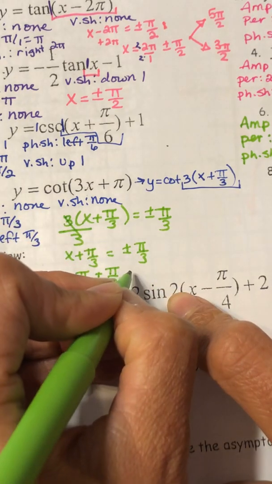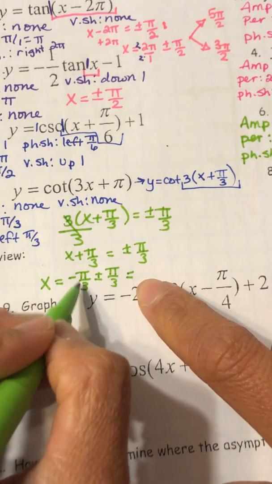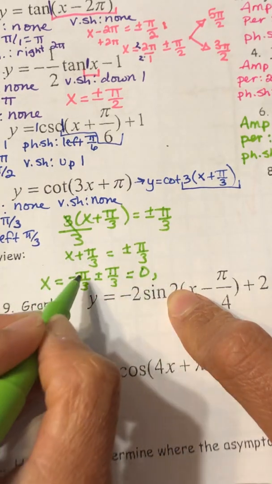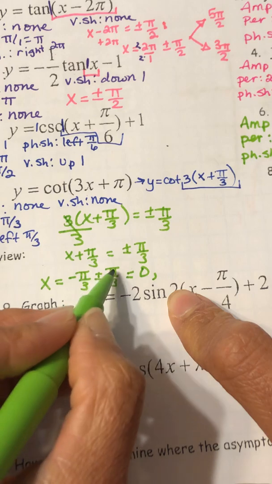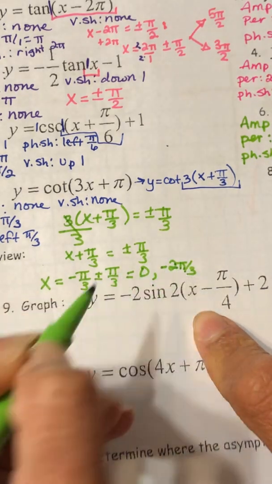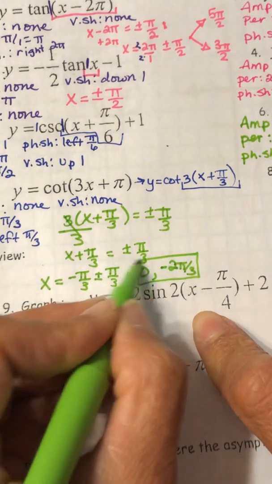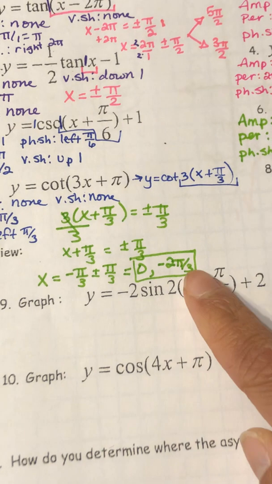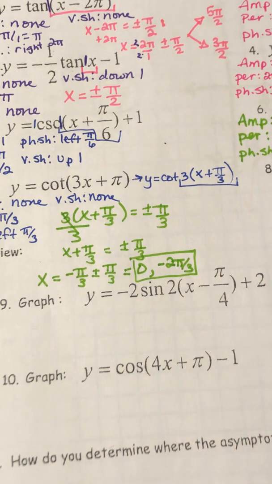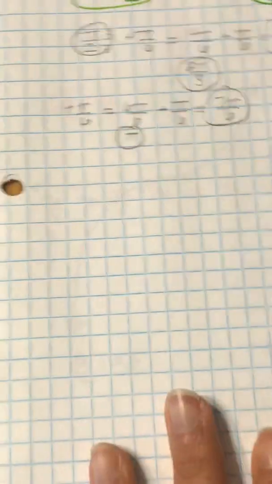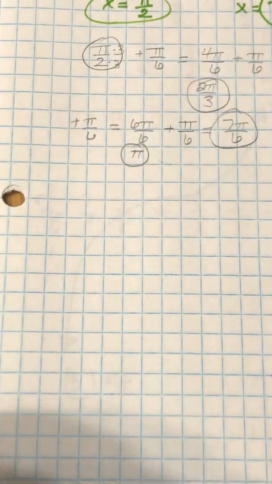So we're going to get 2 asymptotes. So negative 1 pi over 3 plus 1 pi over 3 is 0. Negative 1 pi over 3 minus 1 pi over 3 is negative 2 pi over 3. So these are my 2 asymptotes, 0 and negative 2 pi over 3. So because of the 2 pi over 3, we're counting by pi over 3. Okay? So I'm going to go back to the graph paper, and we're going to have number 7.